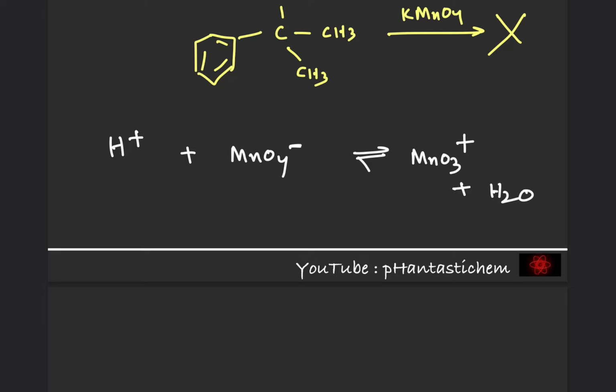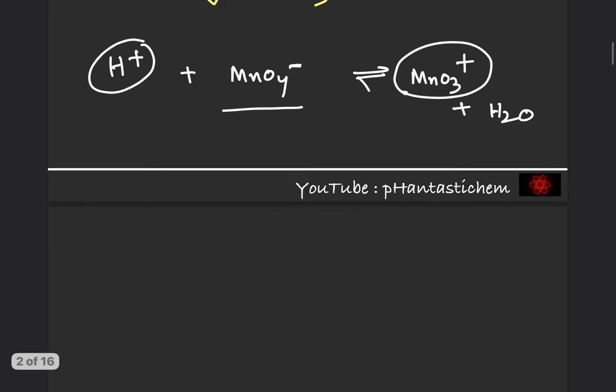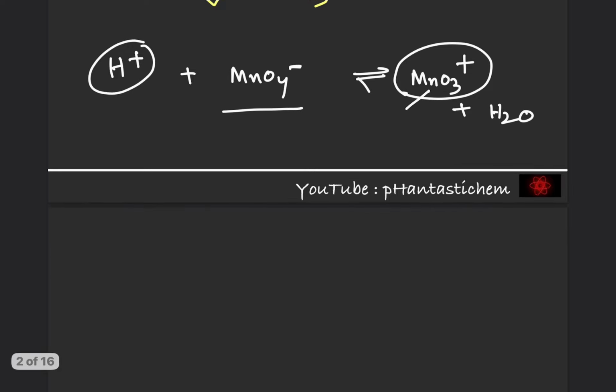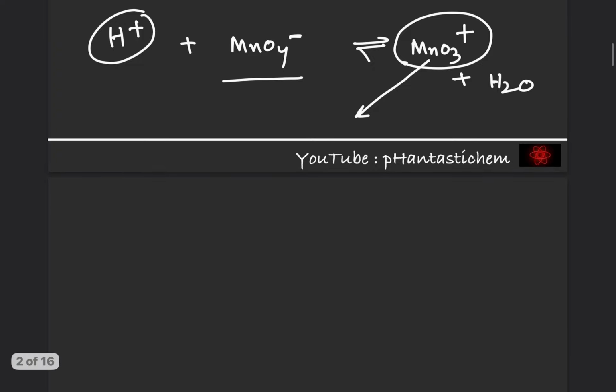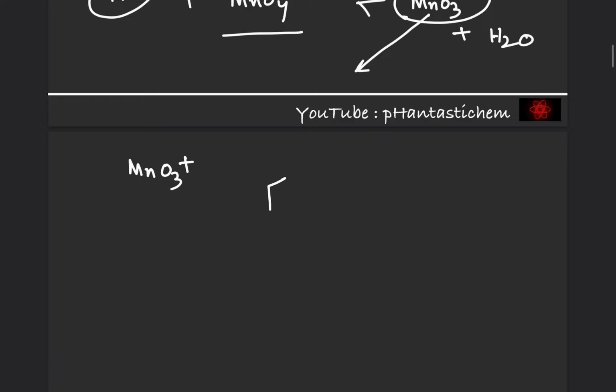Okay, so we get this ion when the acid reacts with the permanganate ion, and this MnO3 plus is responsible for attack on the alkyl benzene. So let us take this MnO3 plus attacking our alkyl benzene. Let's say we take toluene, right? And I'm writing toluene in this fashion.